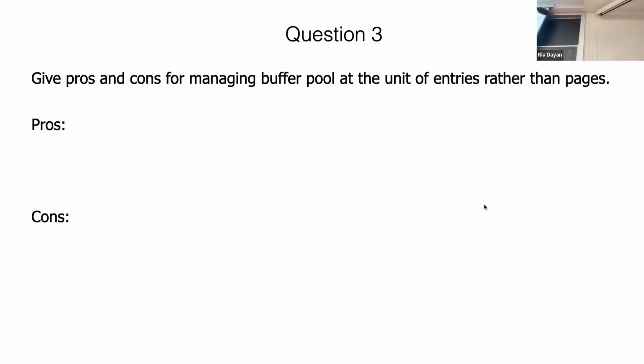Okay, it looks like a bunch of you have answers, so let's bring the discussion back here. So what's the main pro of doing this? Why would we want to do this in the first place? Yep, less space in the buffer pool so that more entries will cover.